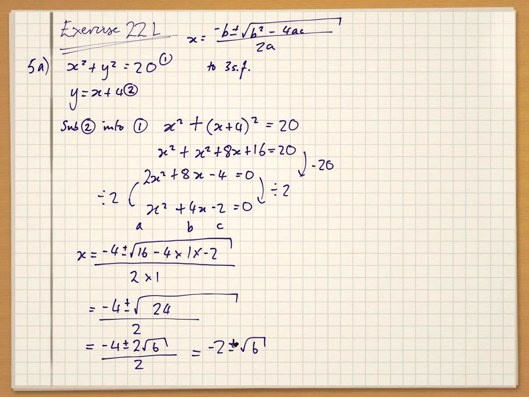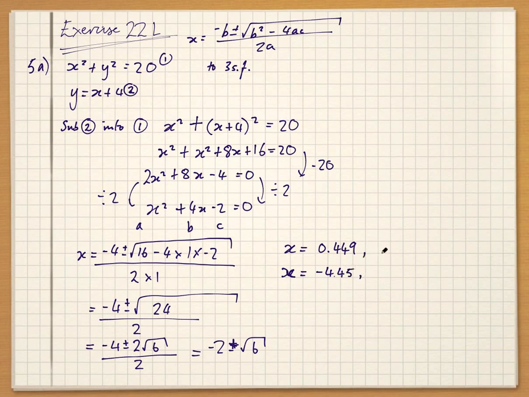I can then put that into my calculator. I'm looking for 3 significant figures. In my calculator I get x equals minus 2 plus root 6 is 0.449 to 3 significant figures, and minus 2 minus root 6 gives me minus 4.45.